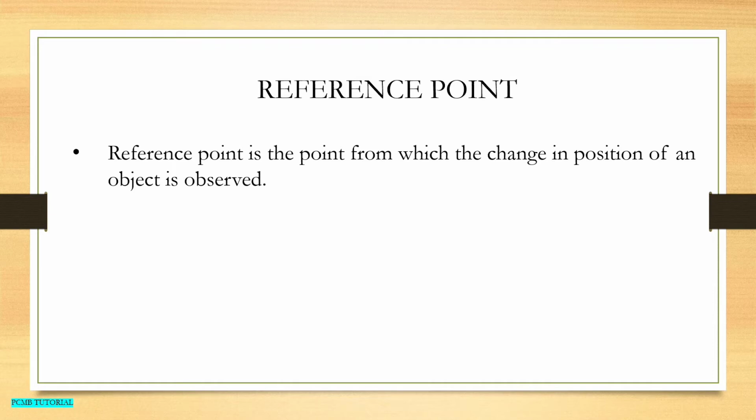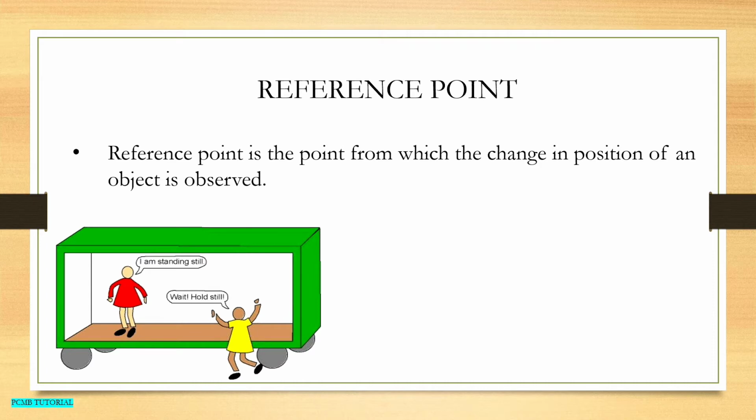Next, we will know more about reference point. So what is reference point? Reference point is the point from which the change in position of an object is observed. Here comes a practical example. You can see two men in the picture. One is red dressed and the other is yellow. The red dressed man is in a moving rail and the yellow dressed man is on the ground.